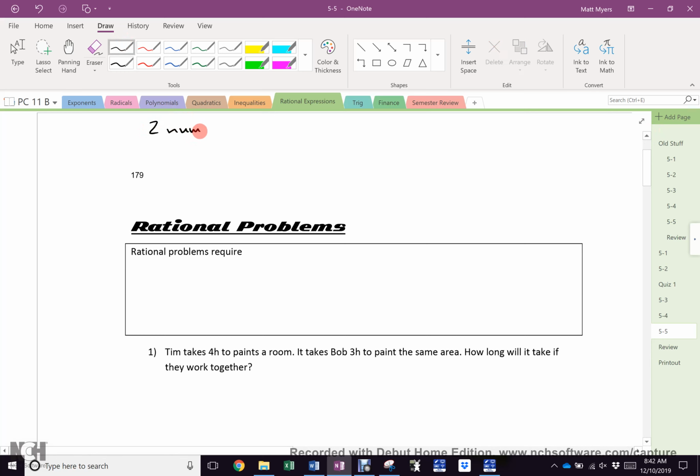Two numbers add to 29 and have a difference of 5. And you all remember how to solve these type of questions, right? Two numbers. How many variables do I need? 2. x plus y equals 29, x minus y equals 5. And then you would solve that system, right?